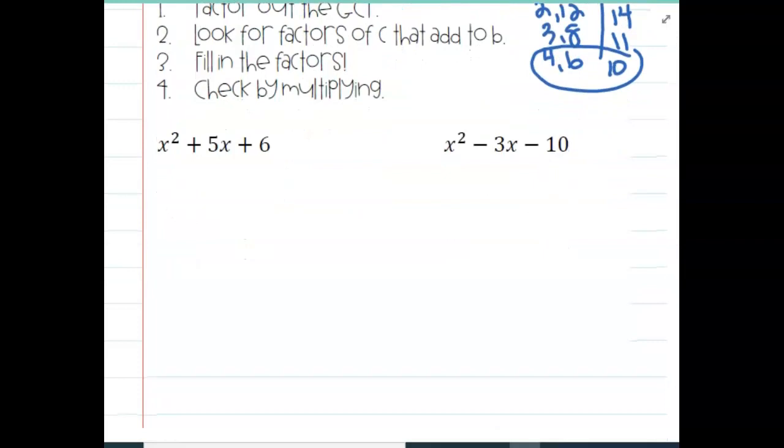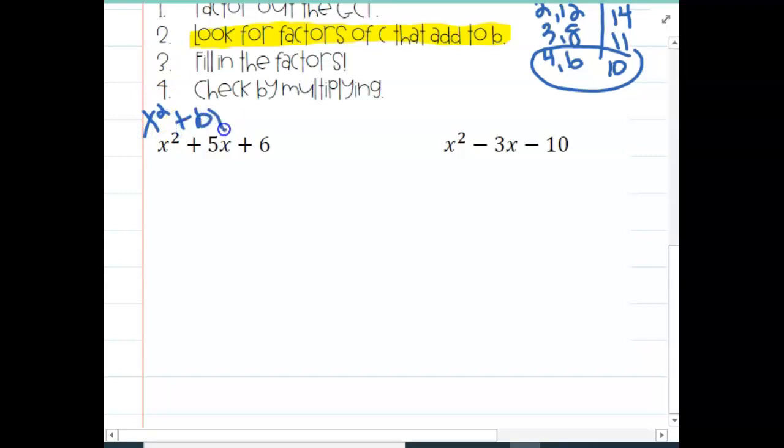So this is kind of the phrase that we're going to use for this section. Look for factors of c that add to b. Factors of c, things that multiply to give you c that add to b. So let's try one of these. Now where the c and b comes from, remember? Okay, this is x squared plus bx plus c, without the 5 and the 6 in there. Okay?